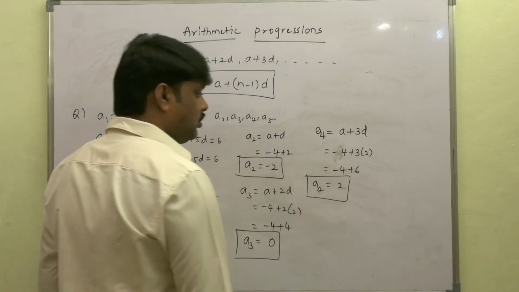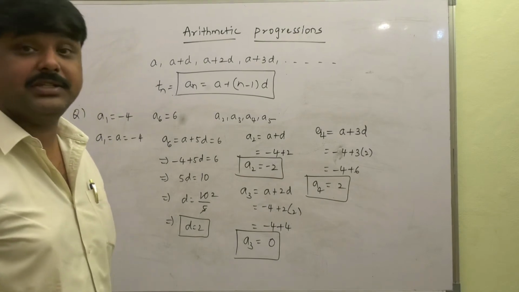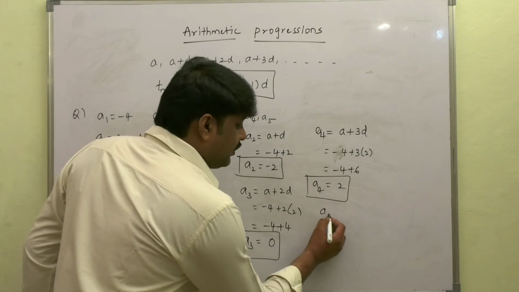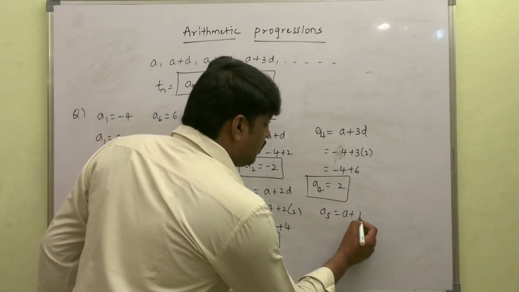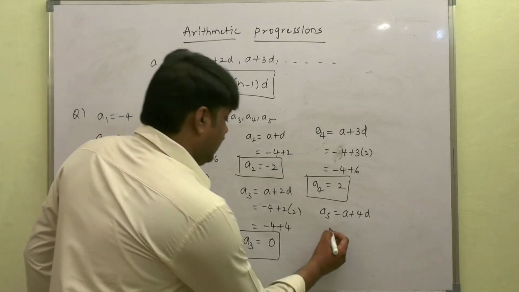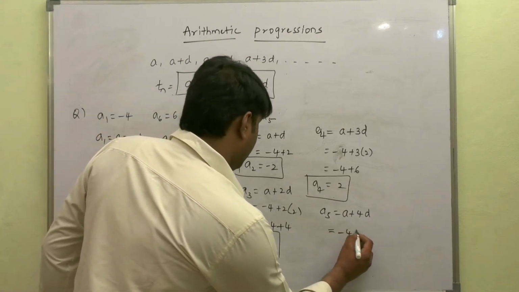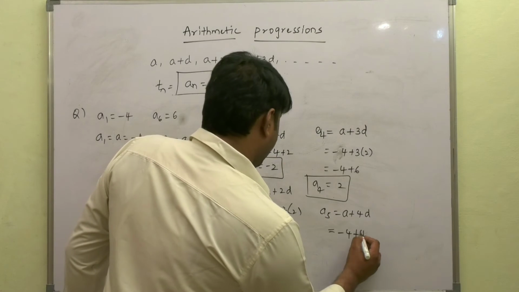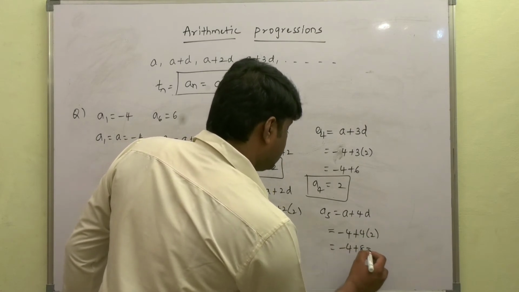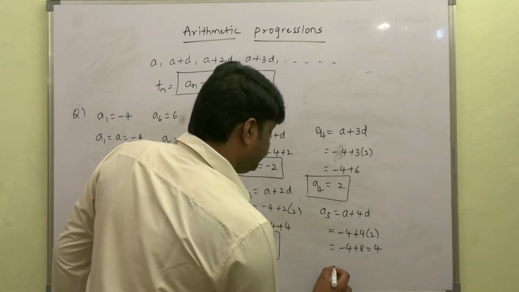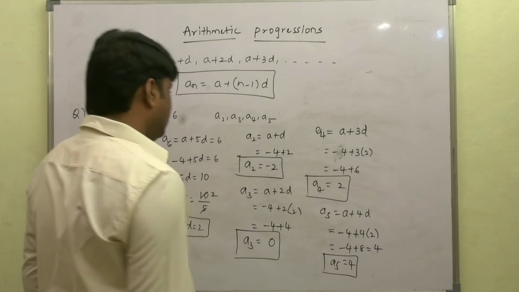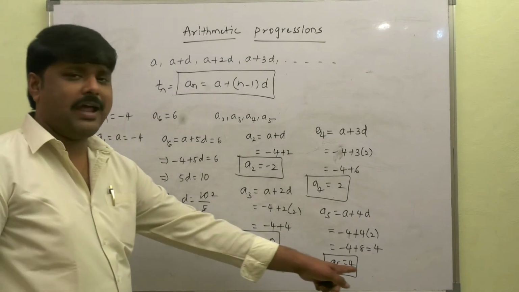A4 value is 2. Next, A5 value is a plus 4d. A value it is -4 plus 4 into d value is 2. -4 plus 8, 8 minus 4, 4. A5 value is 4. Look, A5 value is 4, d value is 2.